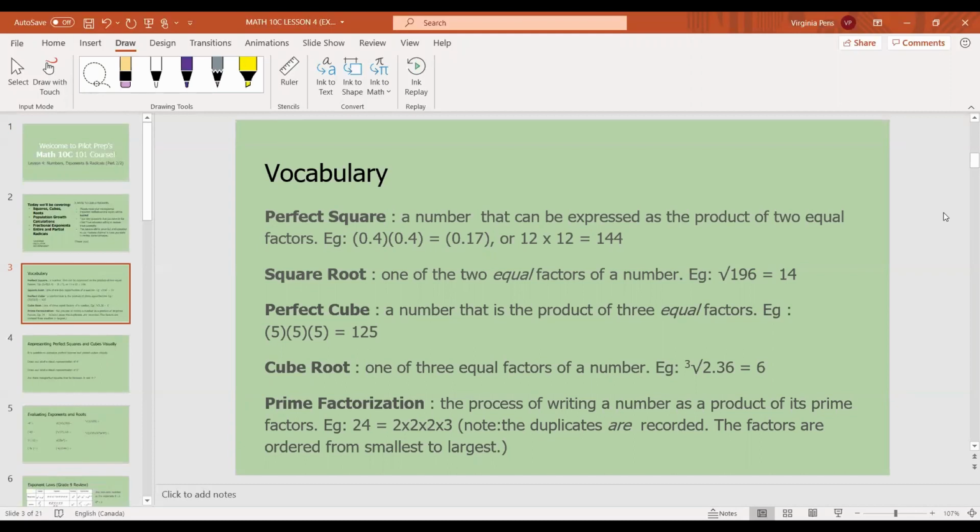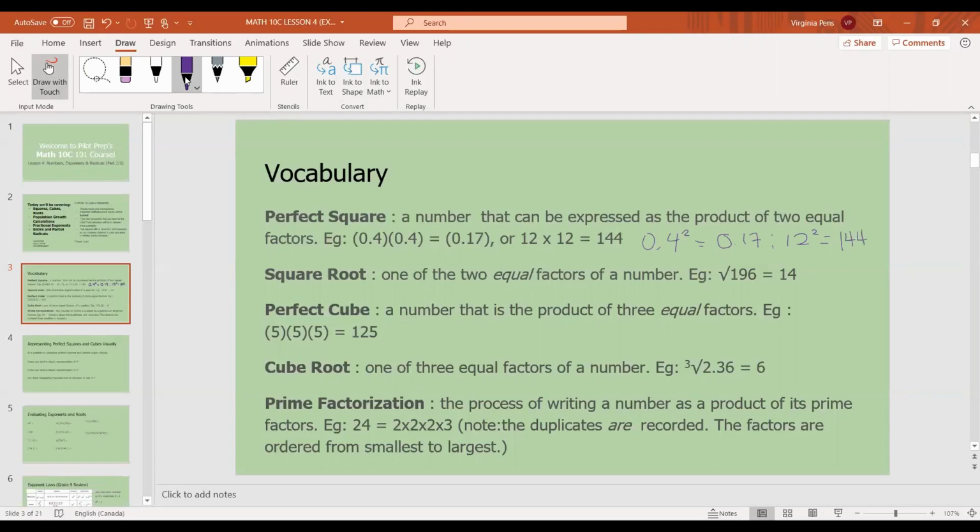So 0.4 times 0.4, so 0.4 squared, is equal to 0.16. 0.4 can also be written like this: 0.4, a little floaty 2 at the top, equal to 0.16. And we also have 12 times 12 is equal to 144, which can also be written as 12 squared equal to 144.